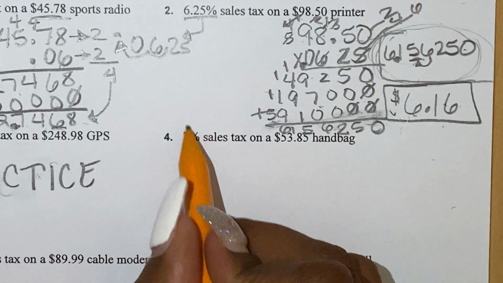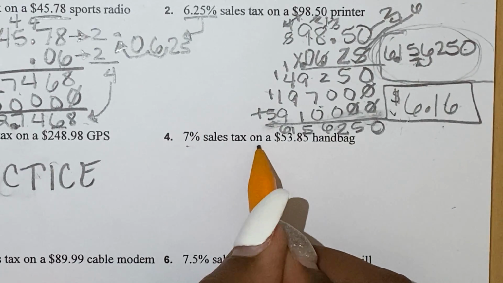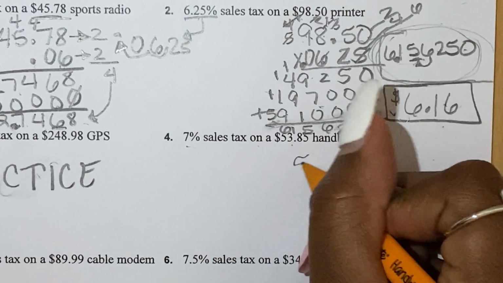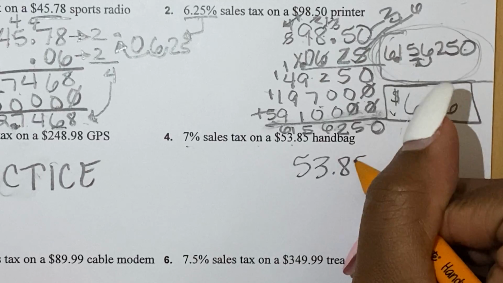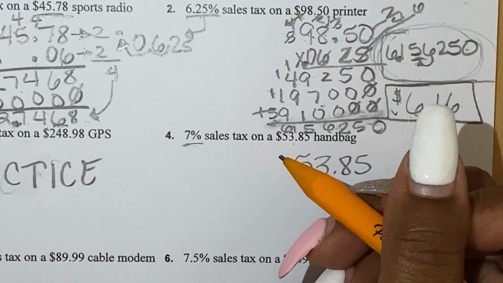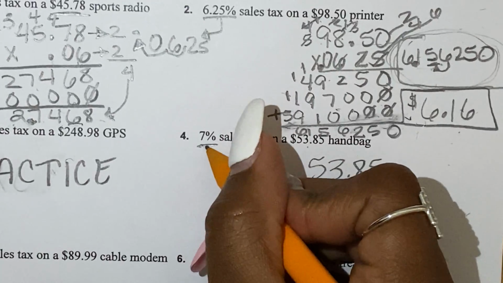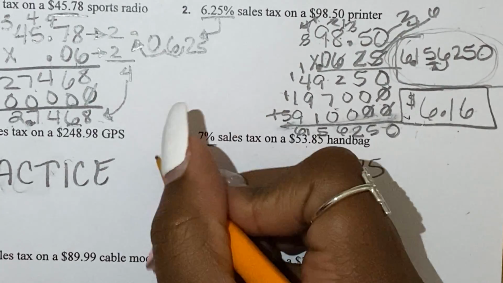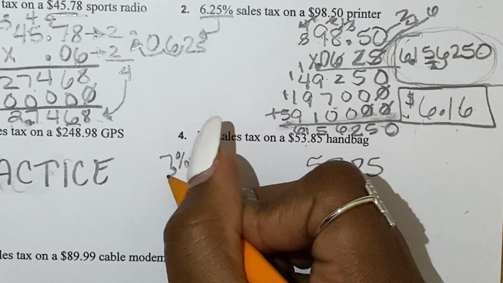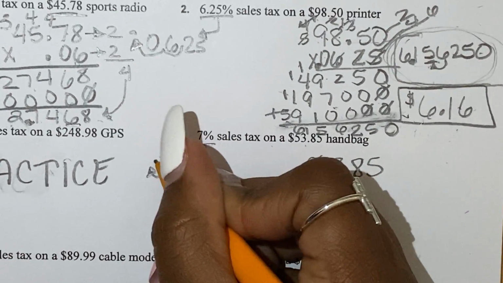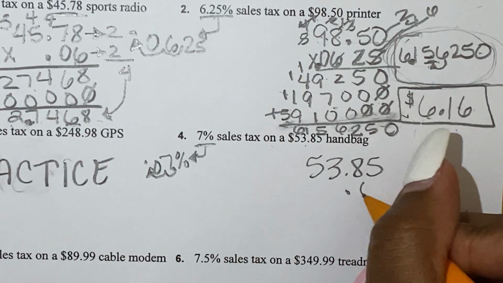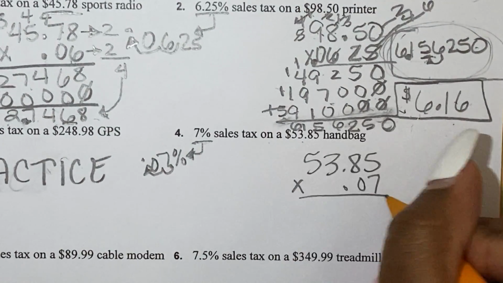Number 4, a 7% sales tax on a $53.85 handbag. The handbag is $53.85. Let's do a 7% sales tax. Go to the side. I want you to do 7%. Take the decimal, move it 2 places to the left. New decimal, add a 0. 0.07 is what we're working with.